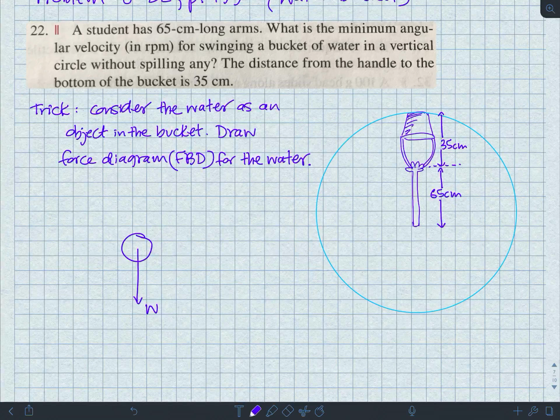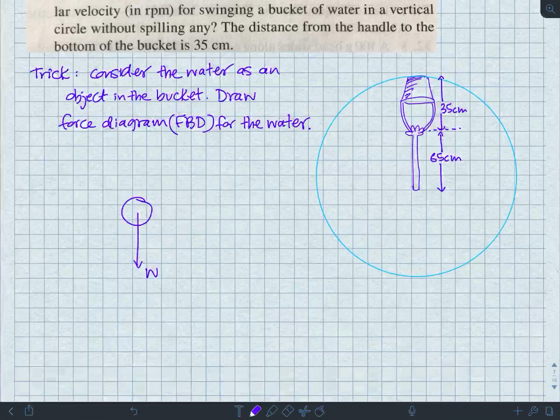So that helps us to see that the normal force has to be acting downward when the bucket is at the top. Okay, so now we have this normal force also acting downward. Both of these forces are acting toward the center of the curve. Both of them are positive as far as our sign conventions go for the centripetal axis.